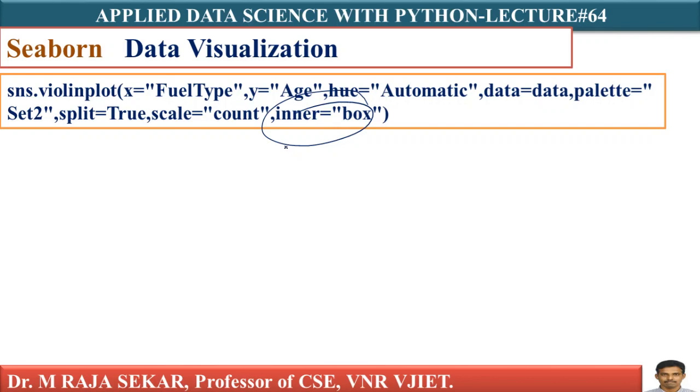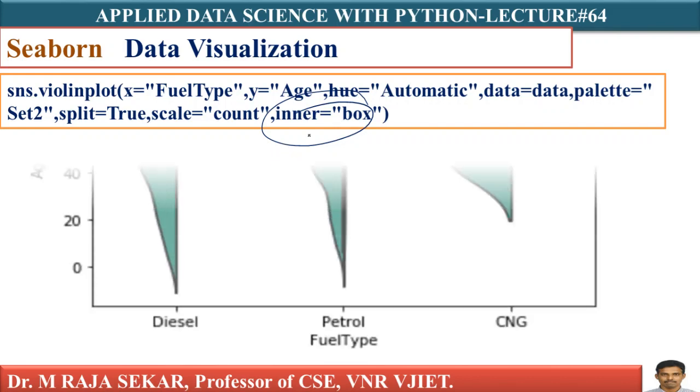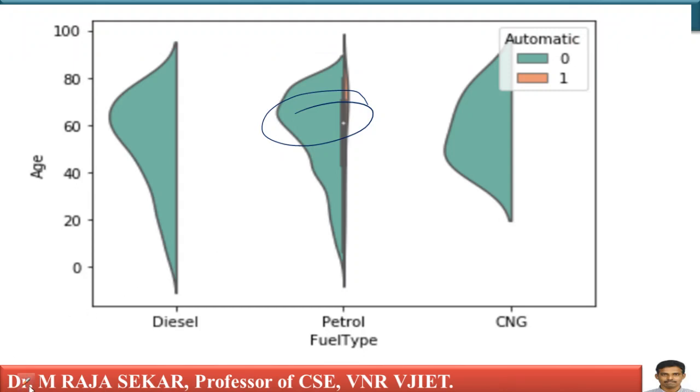Box plot means what happens? It creates a miniature of box plot inside your violin plot. By default, it is box. Just see, in this particular output, if you observe carefully, we are trying to understand this automatic variable. There are two gearboxes: one is manual gearbox and another one is automatic gearbox.